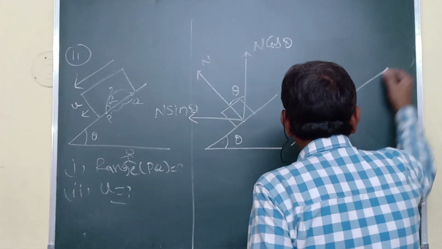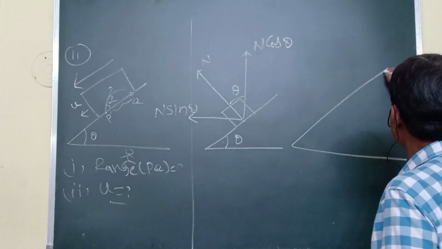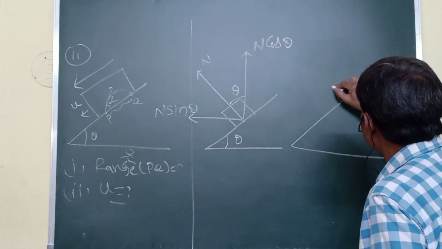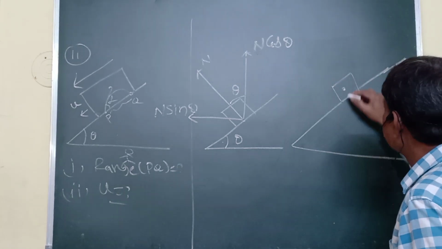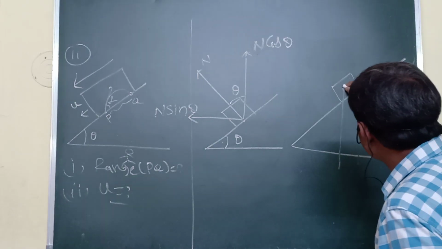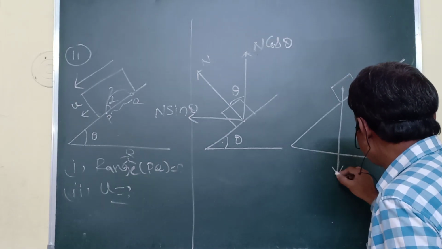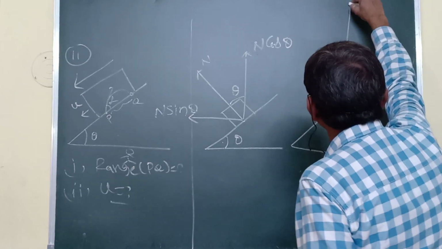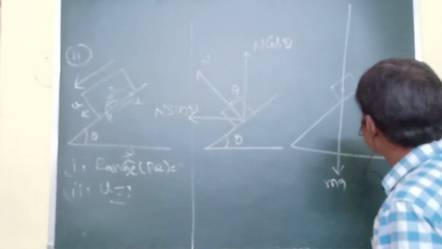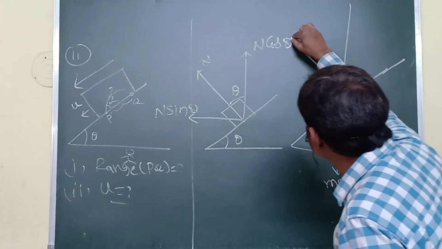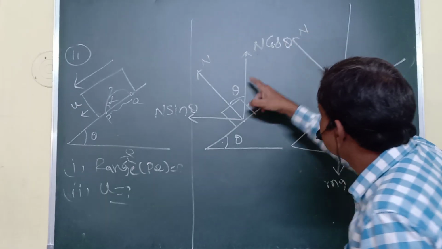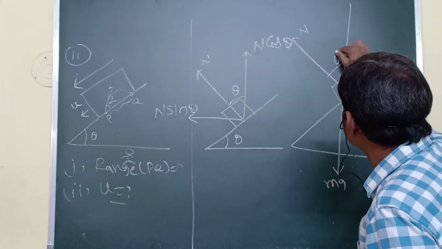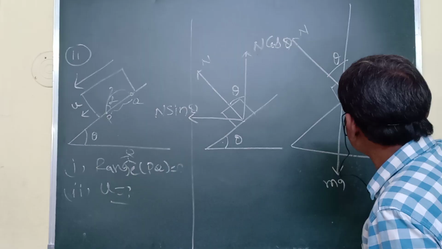For example, this is the object on the inclined plane. This is my center of gravity. So, mg acting downward. mg always acts downward only. So, what is this? This is the initial normal reaction. But presently, what is the normal reaction? This is the present normal reaction. How much angle is here? Theta. So automatically this is also theta.